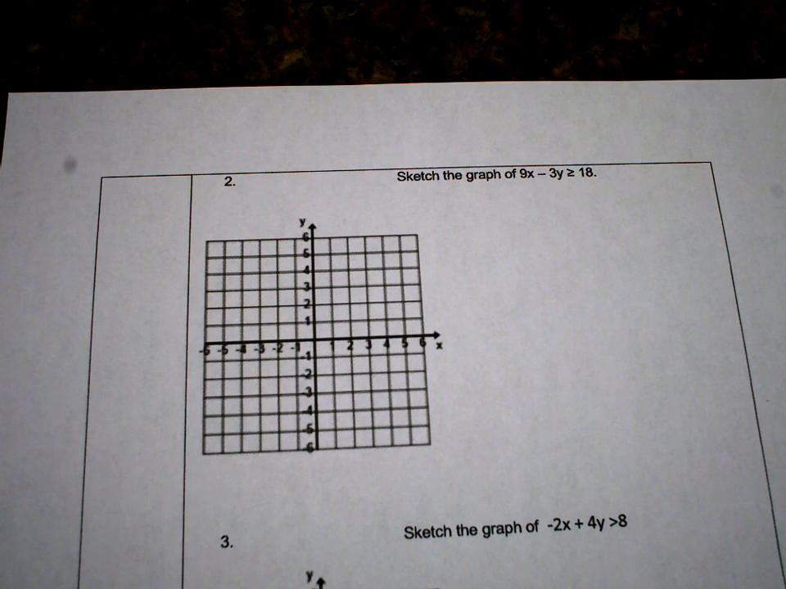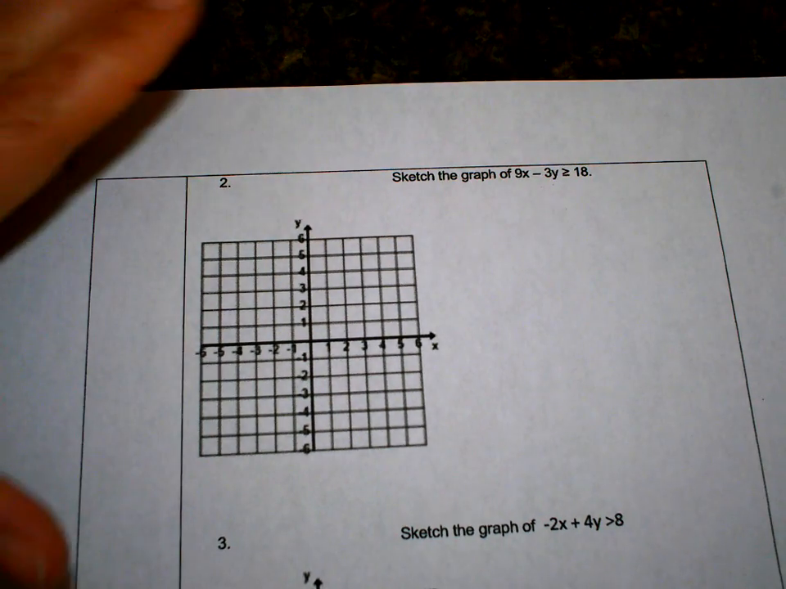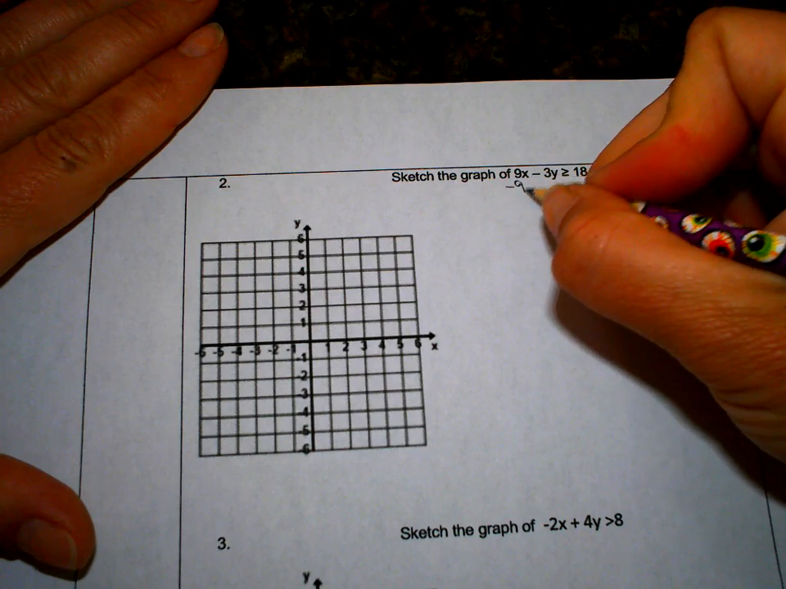Okay. On number 2, it's not in y equals mx plus b, but that's easily remedied. So get my x term over to the right side, and then there happens to be a number in front of y, so I need to change that as well. So I'm going to subtract 9x.